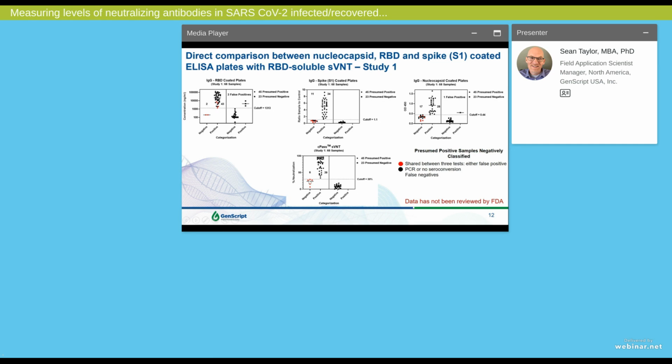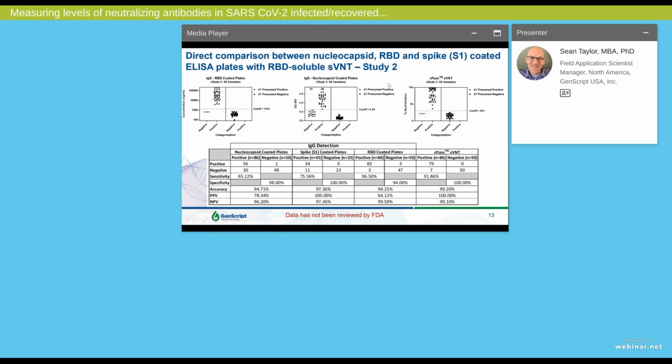And because these 6 samples in red were the same 6 samples that were negative in these other 2 tests, it's not certain that these samples were in fact truly positive. And if that's the case, then again, Cpass called these samples perfectly, because these samples, if in fact they were truly negative, were actually called negative by the Cpass test.